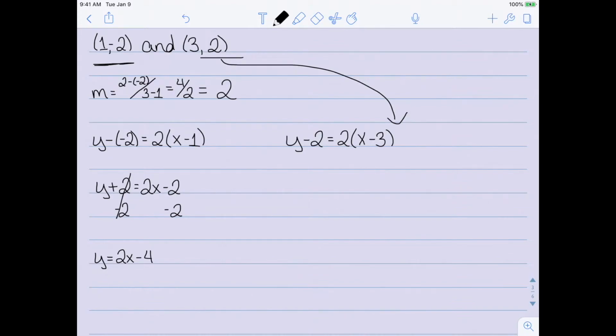What about the one on the right? I start by distributing my parentheses, 2 times x and then 2 times negative 3 is negative 6. I'm then going to add 2 to both sides. And when I do, that gives me y equal to 2x minus 4. So even though these two equations looked very different when we started, we did show that it actually did work. So when I'm given 2 points, I can use either point in my point-slope form and still get a valid answer.